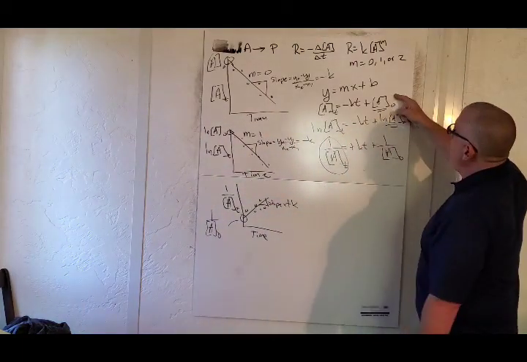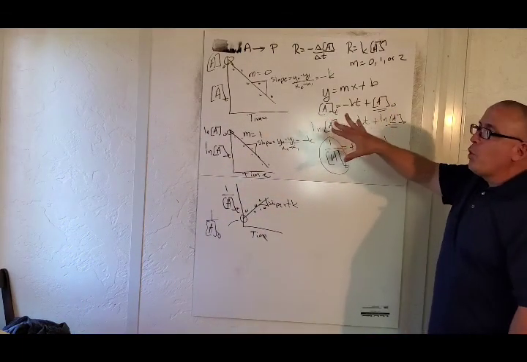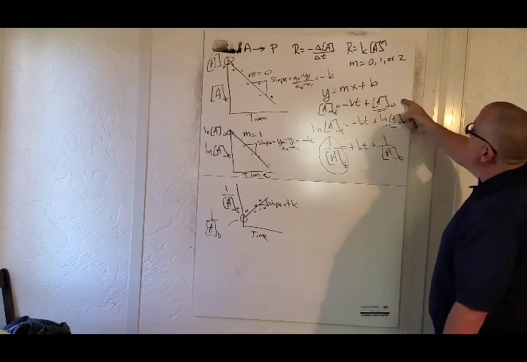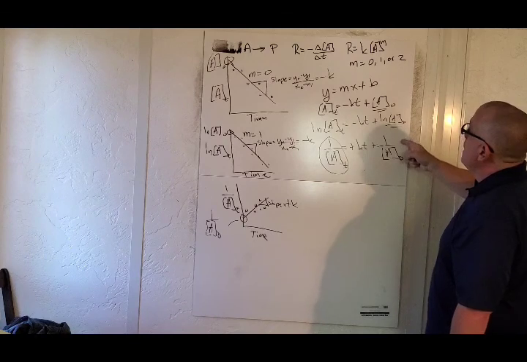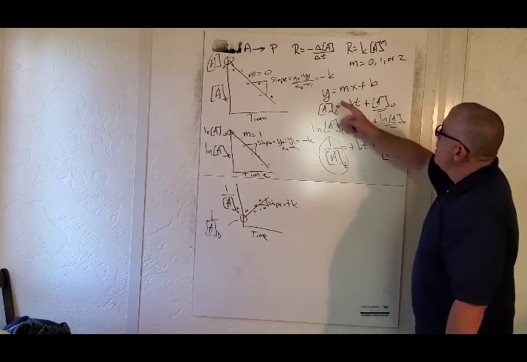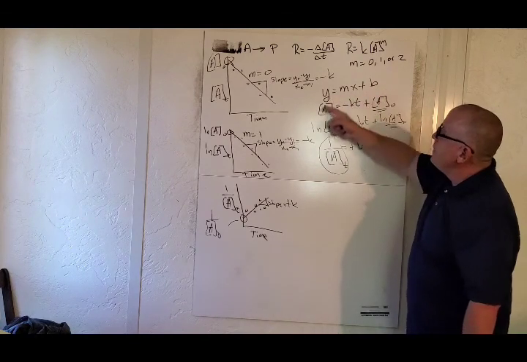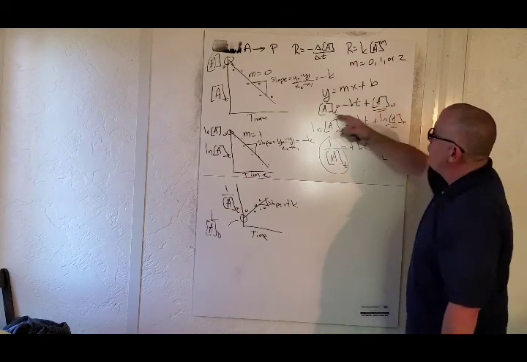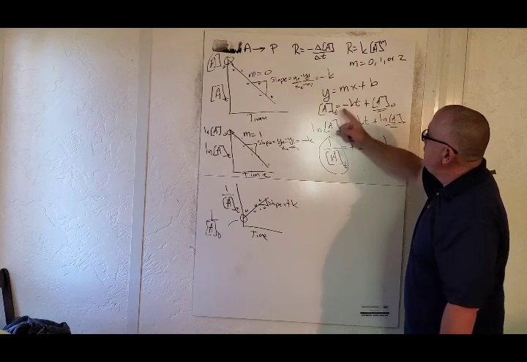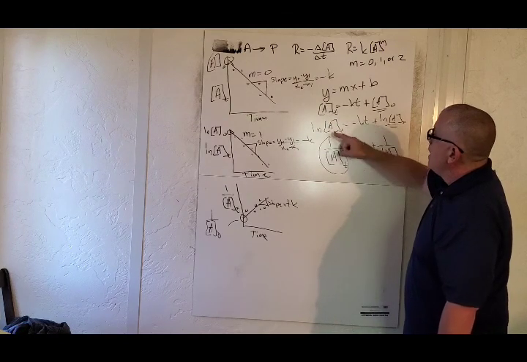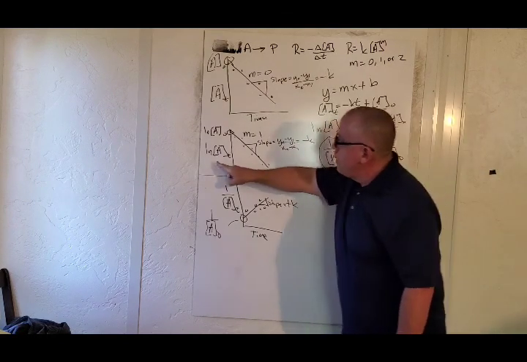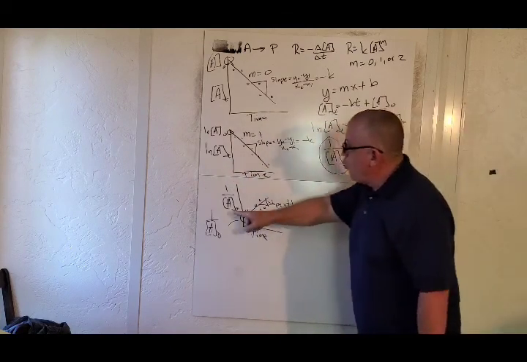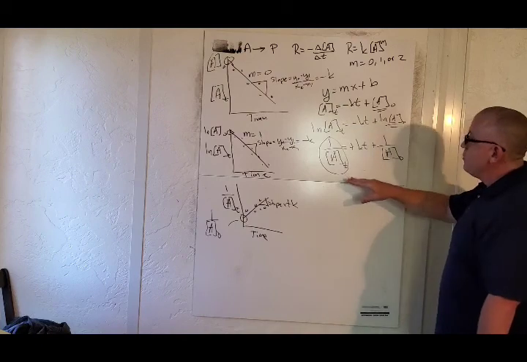Where did these come from? The previous whiteboard that I just erased. When I integrated and did the math magic, these equations pop out. These equations all fit the equation of a straight line. And so if I were to plot this, what kind of graph would I plot? I would plot A at t versus time. Here, plot natural log of A at t versus time. And I plot 1 over A at t versus time.